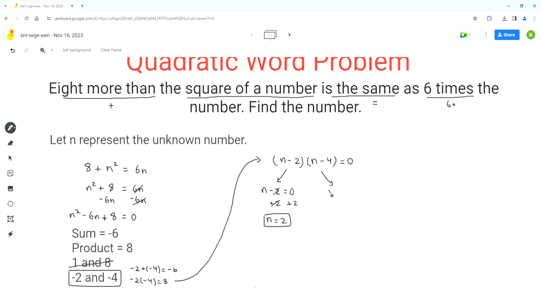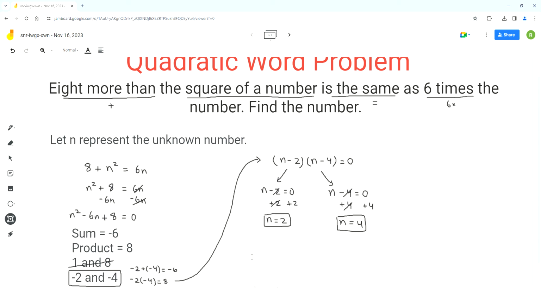Now we can do the same for the other case. n minus 4 is equal to 0. We have to add 4 to both sides. Now the 4's on the left side cancel each other out, so we get n equals 4. So this is the second possible unknown number that satisfies these given operations in the problem. In this case, the missing number can be either 2 or 4.